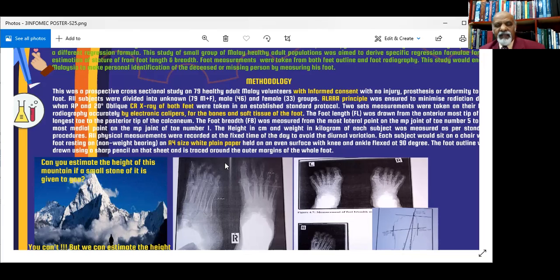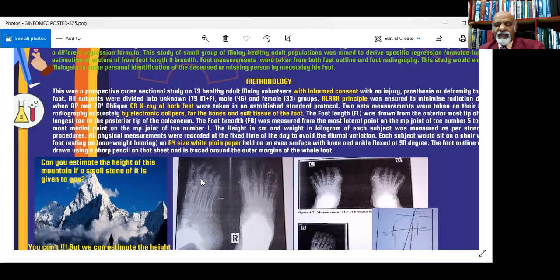If I ask somebody that I give you a bit of stone from this mountain and you estimate the height of the mountain, all of you will say, no, I can't. But when a severed foot or a hand is given to a specialist, we can easily estimate the height of the individual. So this will help in solving many problems.